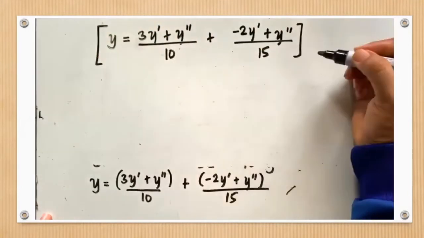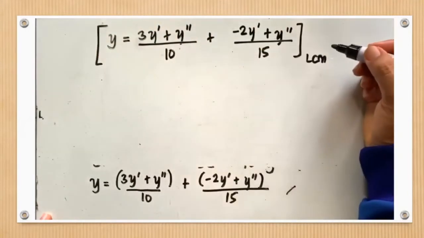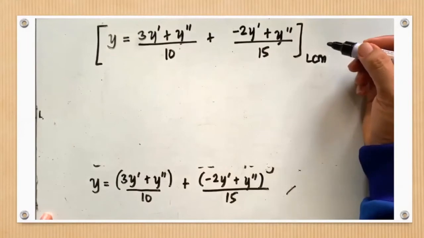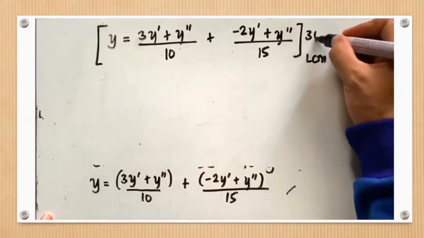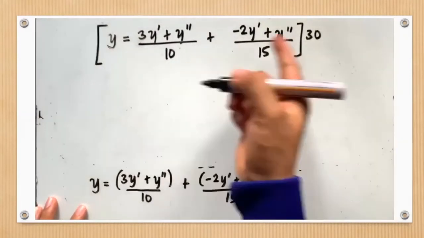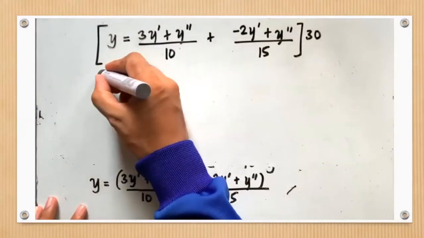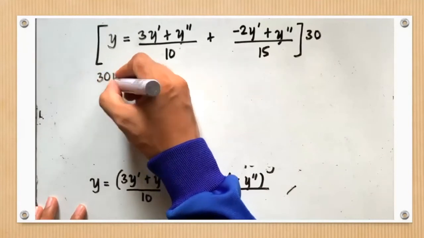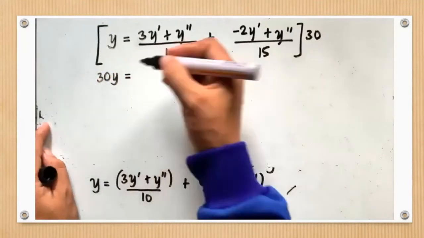Now think of the least common multiple and multiply it to the entire equation, para matanggal natin yung denominator natin on 15. So the least common multiple is 30. So multiply the entire equation by 30. So we have 30y sa left-hand side equals 30 divided by 10.